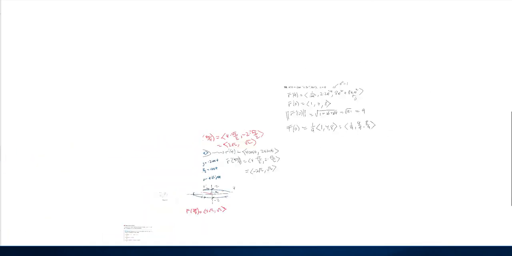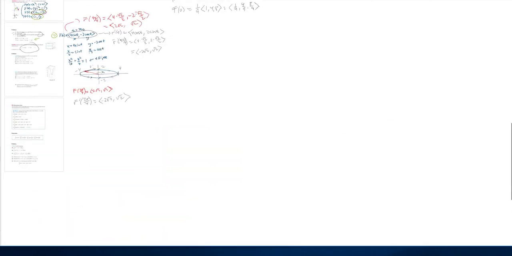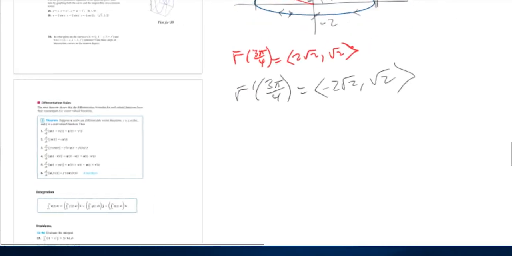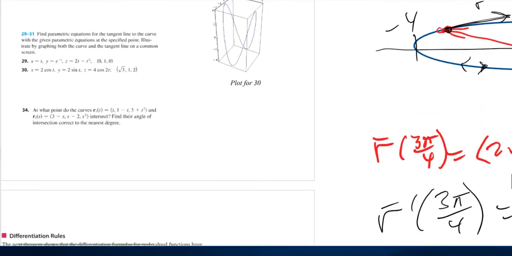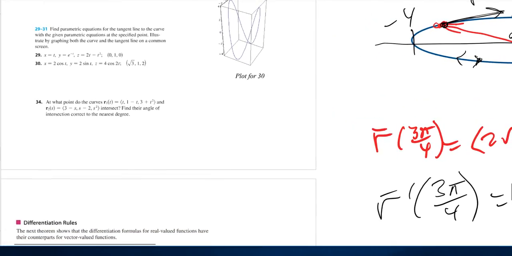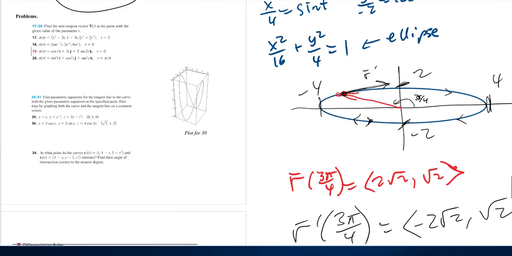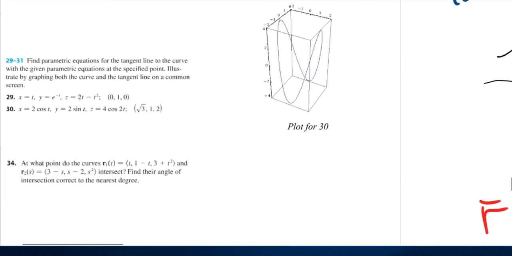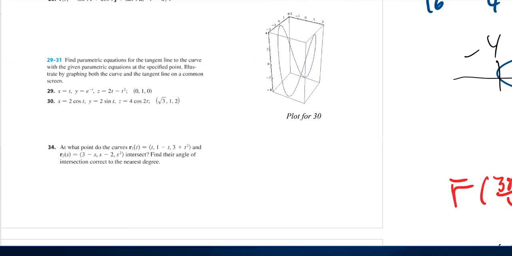So what's coming up? Let's see if I can do some more problems for you. Let's see here. Yeah, this. I think you can do some of these problems here. 34, I think that's in the examples.